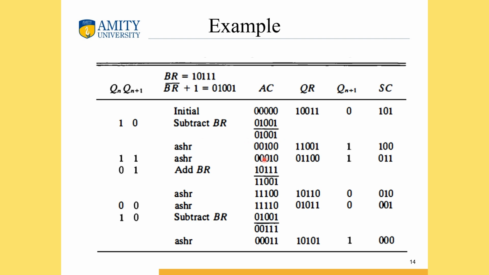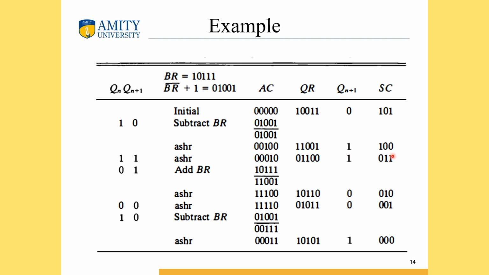The sign bit is going to be pushed, so we have all the values shifted once to the right, and then we have sequence counter decrement. Now we have Qn and Qn plus 1 as 1 and 1. Okay, so 1 and 1 means we have just shifting. We are just going to shift because it's neither of the two cases, so no adding, only shifting.